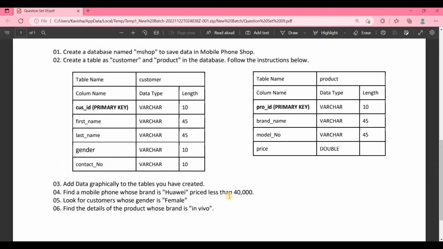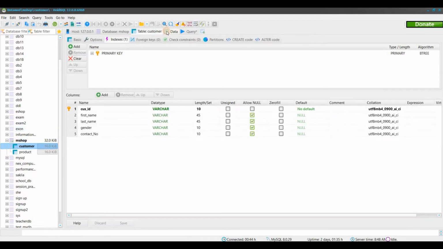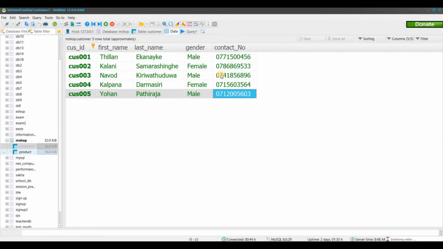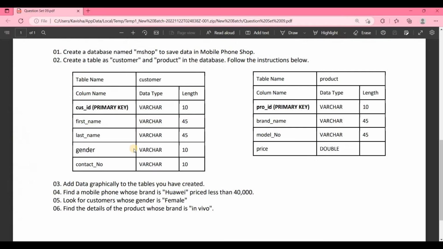So first let's see the database I have already created. This is the database I created in my previous video, and this is the customer table. Here's the customer table and here's the product table. And let's discuss the 4th question.